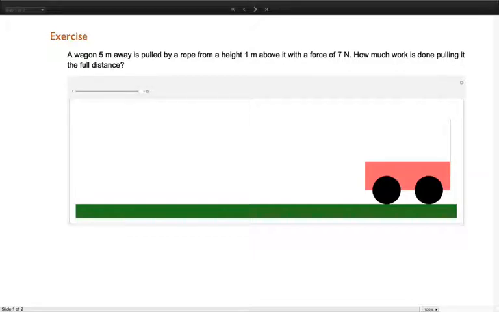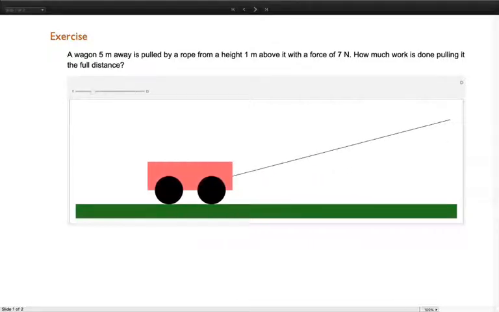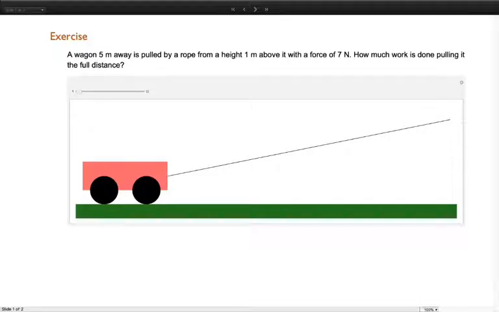Now that may sound like a simple non-calculus problem until you consider this idea that the force has to be measured in the direction of travel, in the direction of the path.